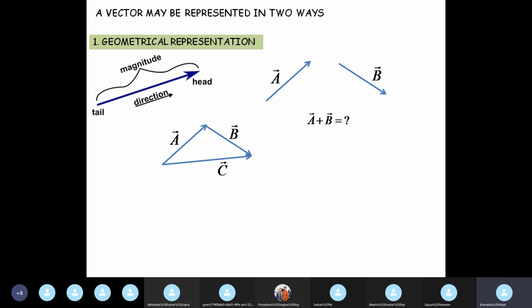See, if you take the directions, then A and B are going in the clockwise direction, but C is in the other direction, not in the same clockwise direction. Then C is the sum of A and B.